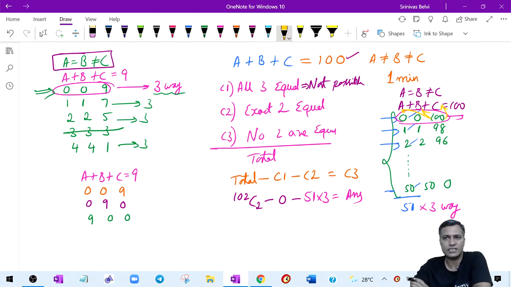Clear? That is it. No big deal. Patterns will come out. Right? Once you understand the concept, numbers will only drag it a little bit. In the sense, calculation might take time. All right, 100C2 calculation would take time. This might take a little time.